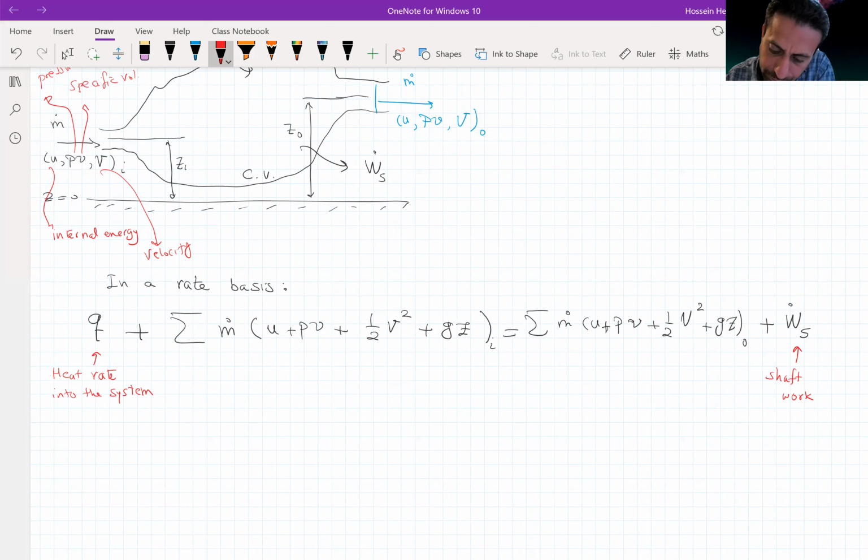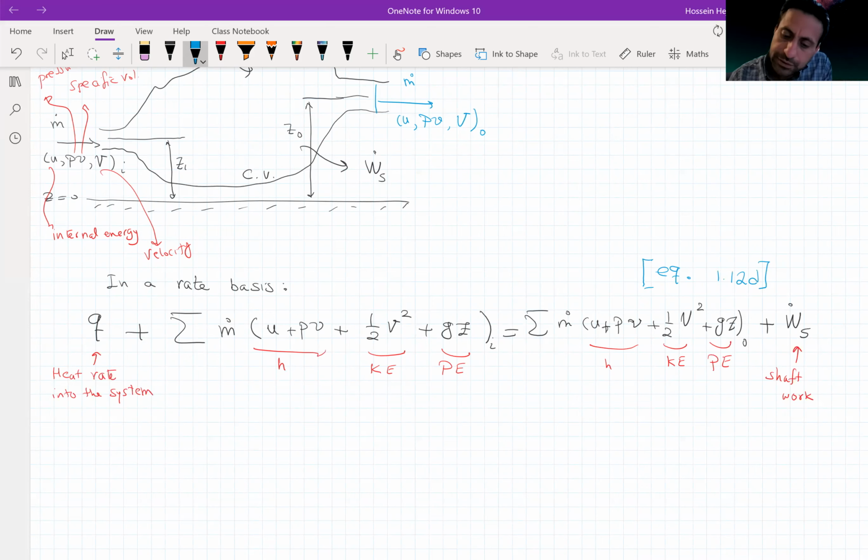Now, U plus Pv, this is H, or enthalpy. This one is kinetic energy. This one is potential energy. The same thing here: H, kinetic energy, and potential energy. And this is equation 1.12d in your textbook. So I would recommend you to go over that.